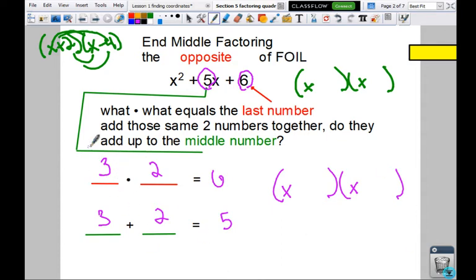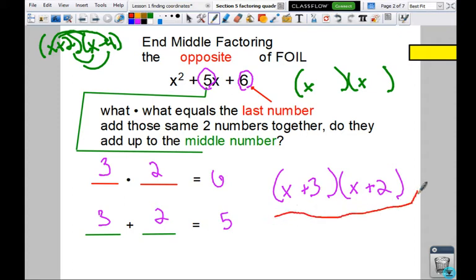So this is a positive 3, right? Positive 3 times positive 2 is 6. Positive 3 plus positive 2 is 5. Because it's positive, I'm going to go plus 3. And then for the 2, because it's positive, I'm going to go plus 2. So when I in the middle factor this, I split it apart, and I get x plus 3, x plus 2 in my parentheses. And that's it. We're done.